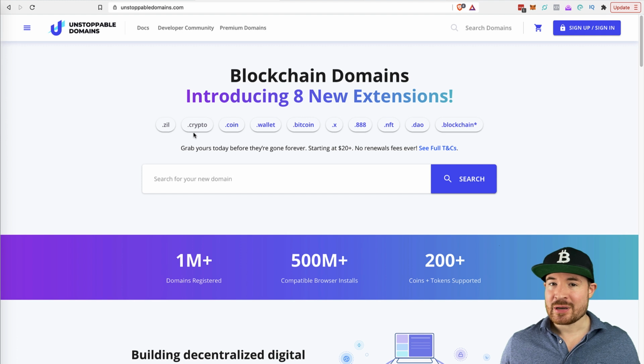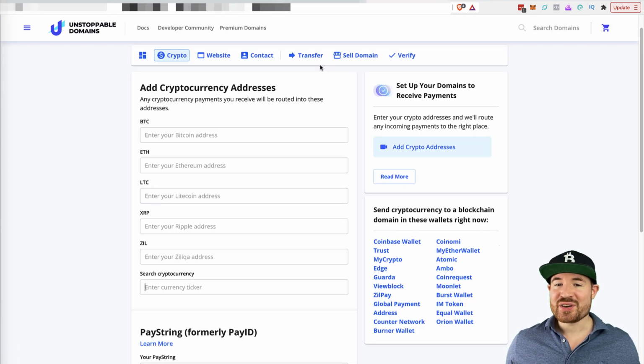Bitcoin or Ethereum and just put in my address, dirk.crypto, instead of putting in the very long, user unfriendly address, which is all the numbers and letters that you usually get with a Bitcoin or Ethereum address. So you can see over here, this is the back end. When you purchase a domain, you have this option of adding your crypto addresses to this domain. So you can enter your Bitcoin, your Ethereum address, your LTC, XRP, ZIL, and whatever else they are supporting.